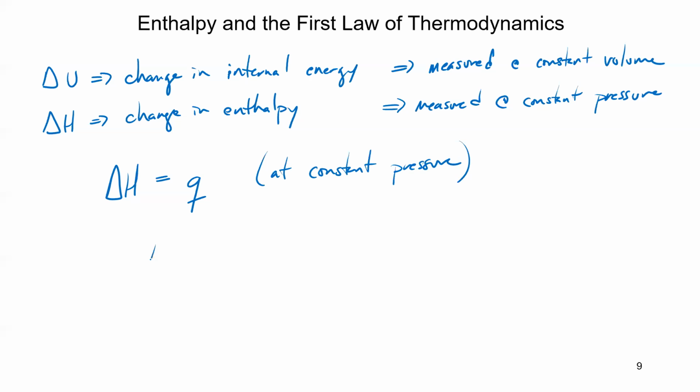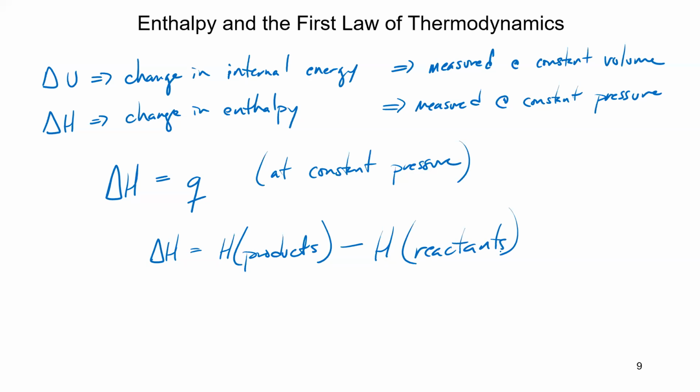When we talk about delta H, right, we're talking about the enthalpy for a chemical reaction. We're talking about the enthalpy for products minus the enthalpy for the reactants. Anytime we have a delta, it's always going to be final minus initial, right? And so for delta H, the final state is the products, the initial state is the reactants.